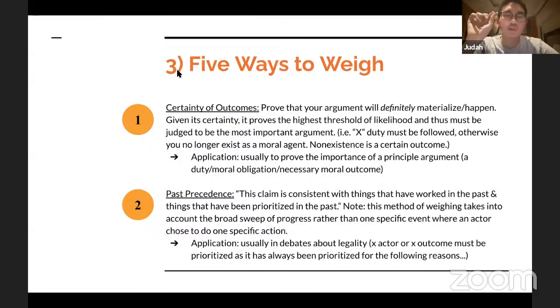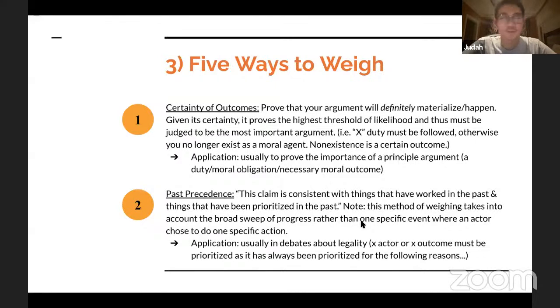The way that you actually use past precedents to weigh your arguments is to take into account what I noted here. This method of weighing takes into account the broad sweep of progress rather than one specific event where one actor chose to do one specific action, right? So you cannot say, because this happened in the 1920s, it must happen in 2021.